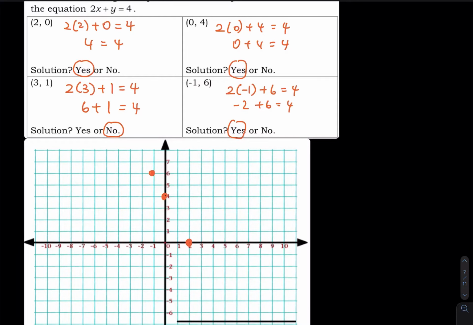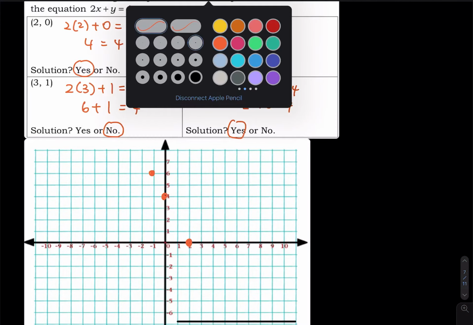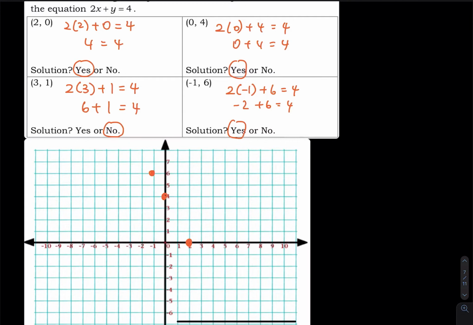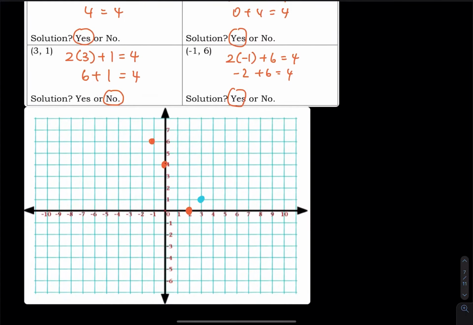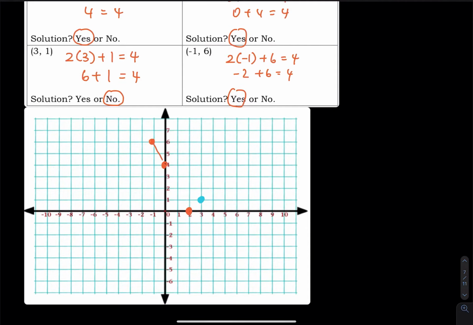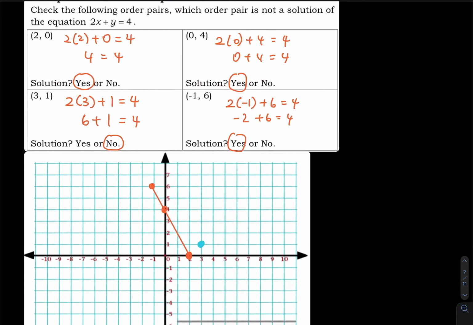And then how about the (3, 1)? The (3, 1), I will graph that using a different color. So the (3, 1) is right here. Okay, so let's go back to the orange, and then I will connect these 3 points to get a straight line, right? So this is my straight line. So that is the graph of the linear equation 2x plus y equals 4.